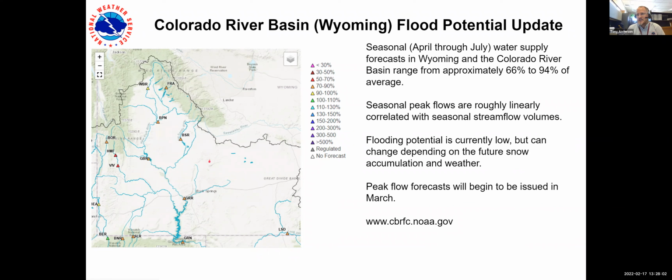So we're starting to see significant decreases in our forecasts that reflect the decreases we've seen in the SNOTELs that Jim and I have talked about. And that's what I have for you.